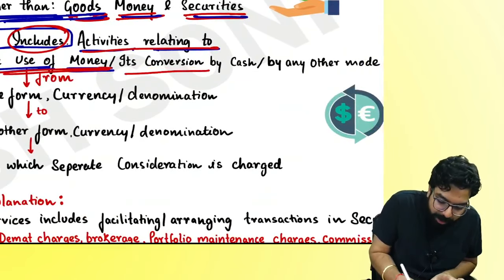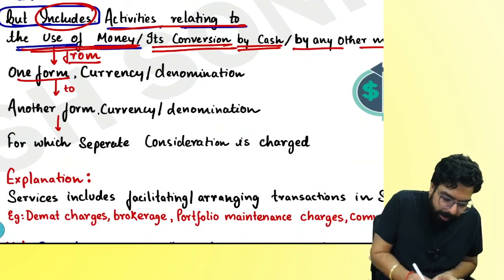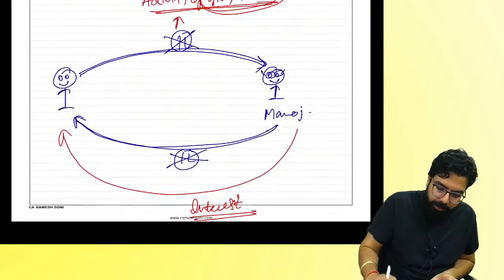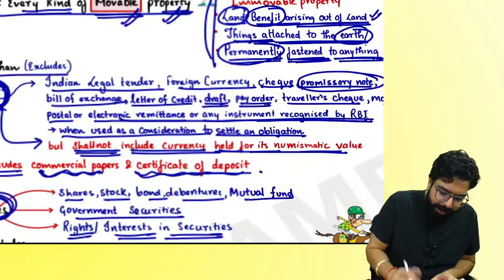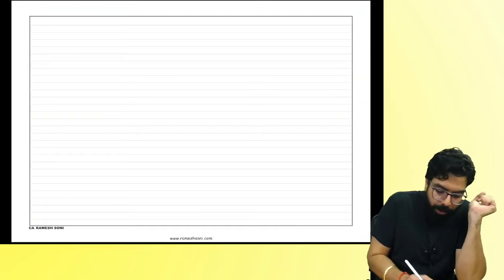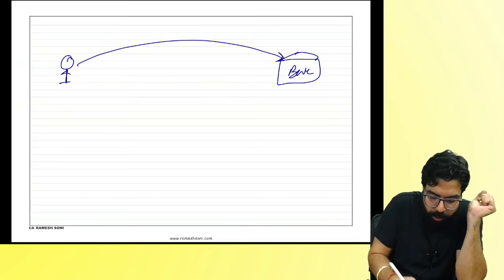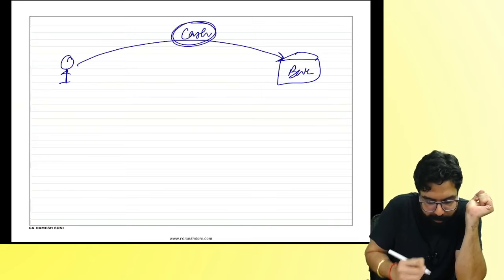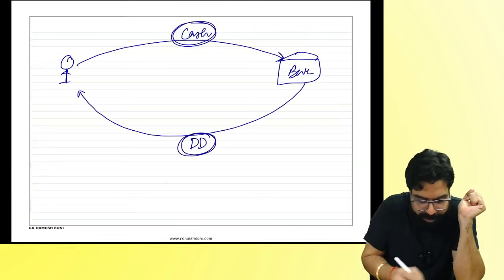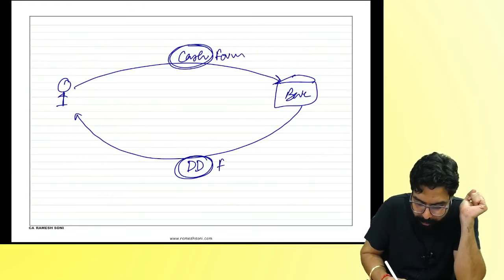Then it says, its conversion by cash or by any other mode from one form to another form. Let's understand this. One form of money to another form of money. People, we understood many forms of money here, right? If I tell you one form of money, for an example, and this is bank, okay? I gave the bank cash. Is cash one form of money, everyone? Louder. The bank went ahead and gave me a DD, demand draft. Is it another form of money? Louder. One form of money to another form of money.